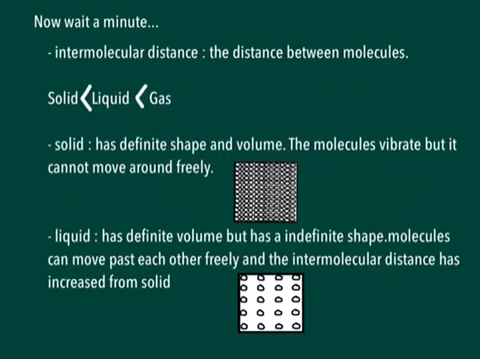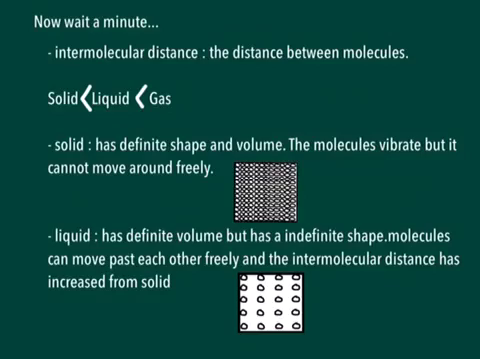There are some things you need to know before we start the story. First of all, you need to know what an intermolecular distance is. The intermolecular distance is the distance between molecules. For example, the gas has the longest distance, and then liquid, and then solid. And the solid has a definite shape and volume. The molecules vibrate, but they cannot move around freely.